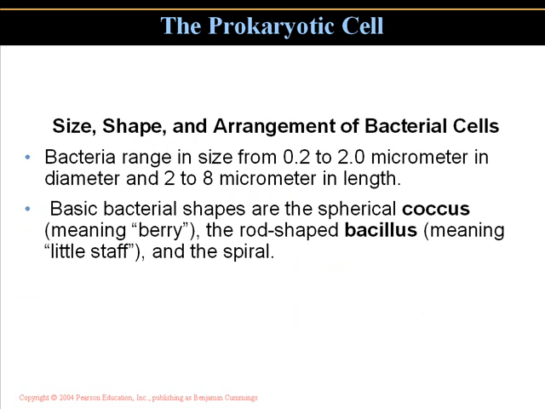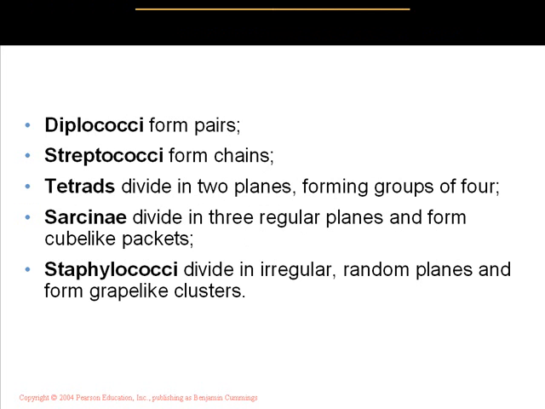Prokaryotic cells: size, shape, and arrangement of bacterial cells. Bacteria range in size from 0.2 to 2.0 micrometers in diameter and 2 to 8 micrometers in length. Bacterial shapes include spherical; cocci are berry-shaped. Rod-shaped are bacilli, meaning like a staff, and then there is the spiral shape.